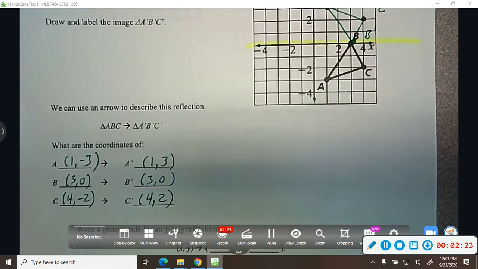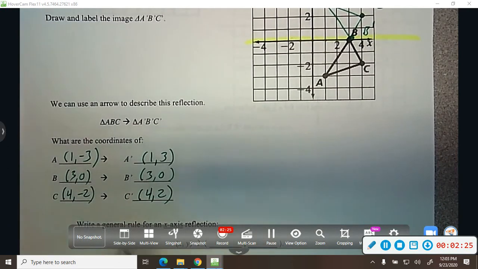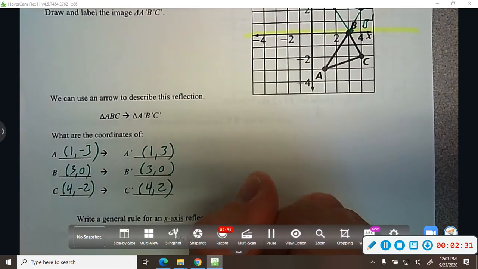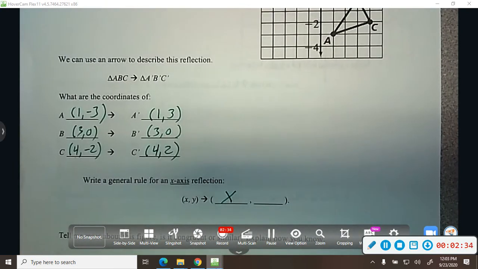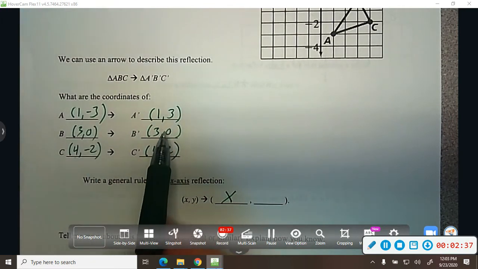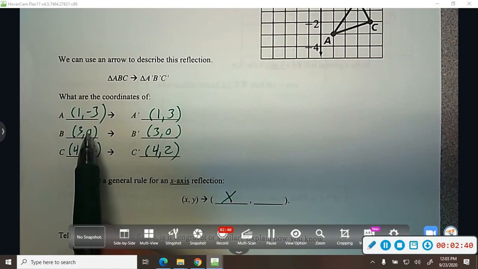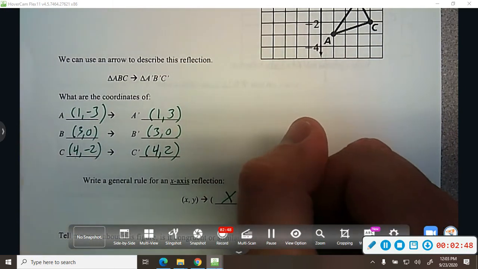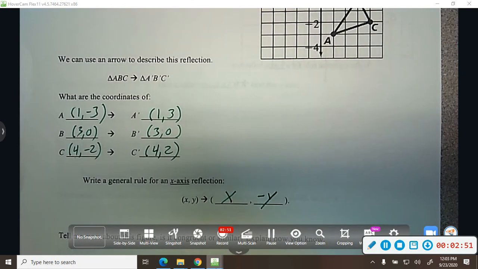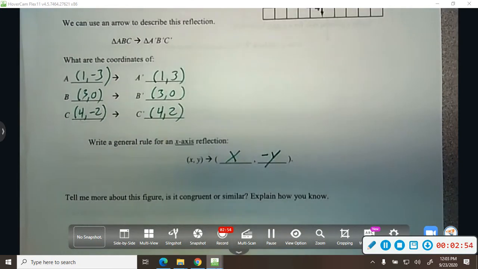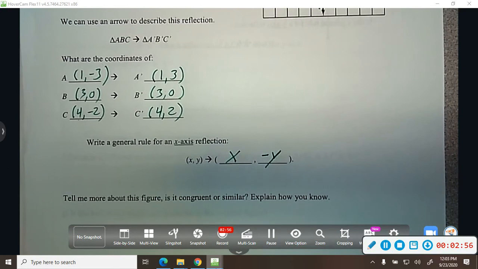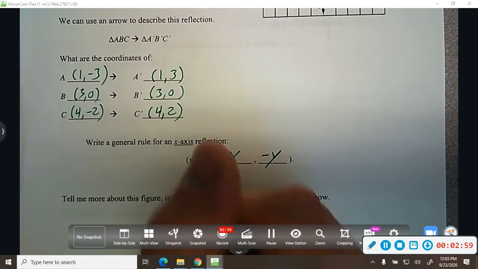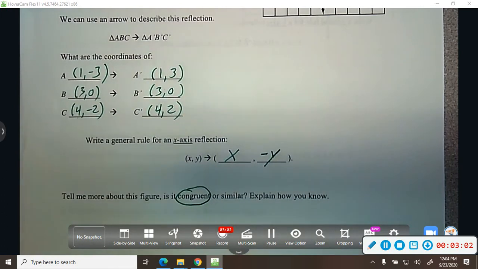So when you reflect over the x-axis, another way to say that is you keep the first number, the x, the same, but you change the y value. You negate it, is what they call it. So if it's negative, you make it positive. If it's neutral, you keep it neutral. If it's positive, you make it negative. There is no opposite of 0. So I would just write that (x, -y). And then finally, is this figure congruent or similar? It is congruent. We did not make it larger or smaller.